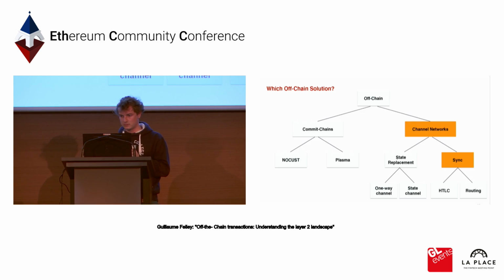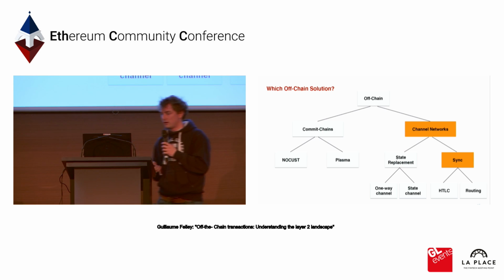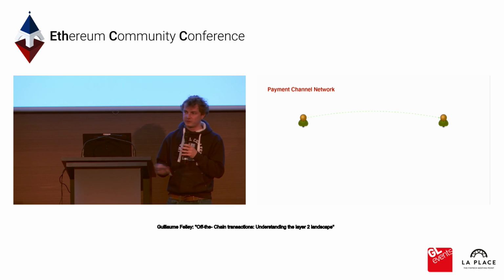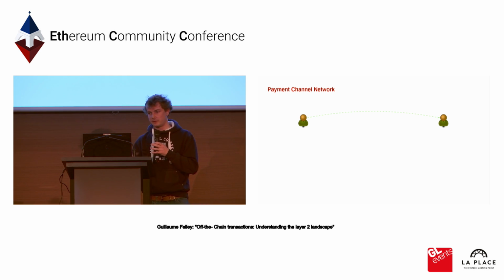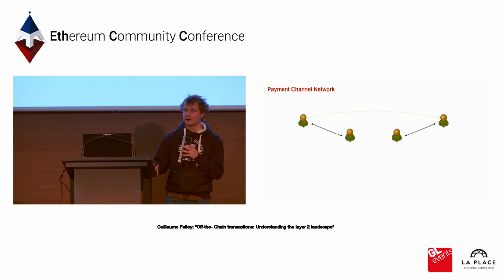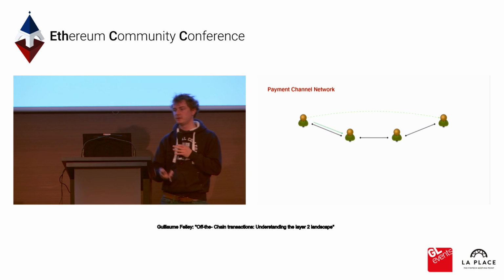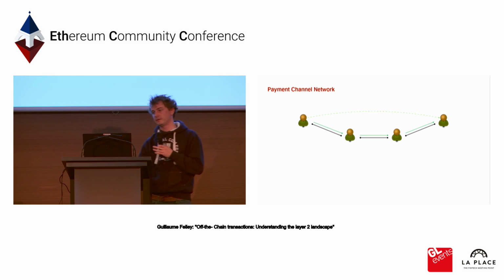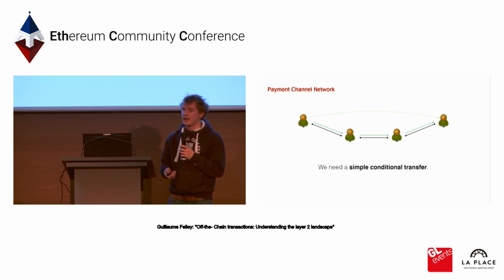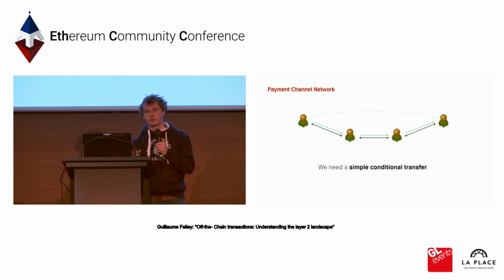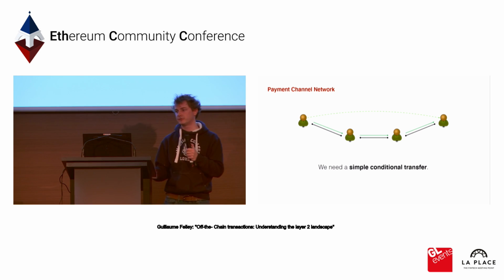Okay, all right, so synchronization. What I mean by synchronization is that two parties might not have a direct relation between each other, so you might need to go through intermediaries to send a payment, and then you forward the payment through these two guys in the middle. This is called routing. What you need to achieve that is a simple conditional transfer. So these three transfers here need to happen atomically: either all of them, or none.